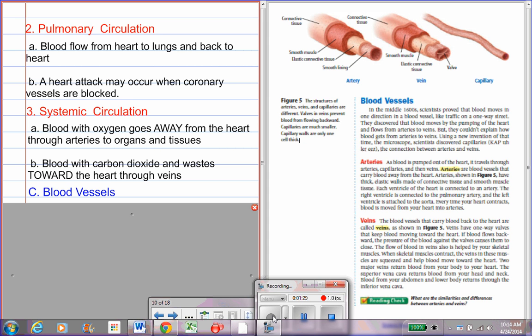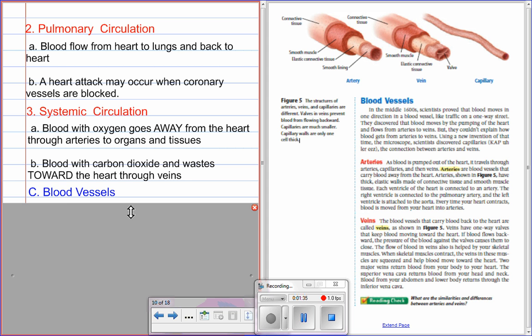So we've got the fact that this is our third subheading, blood vessels. So it's C. And then we're going to have our first red heading in this section, which is arteries. So now we're going to read about arteries. We definitely have a definition. And then we're going to learn about what arteries actually do.